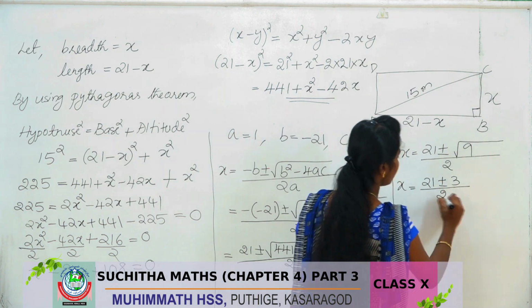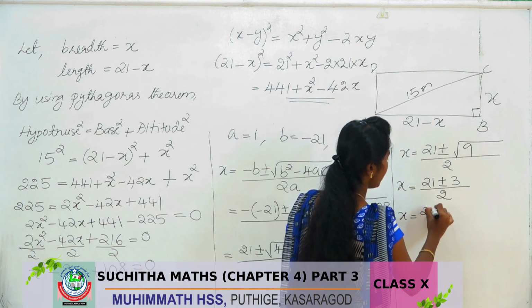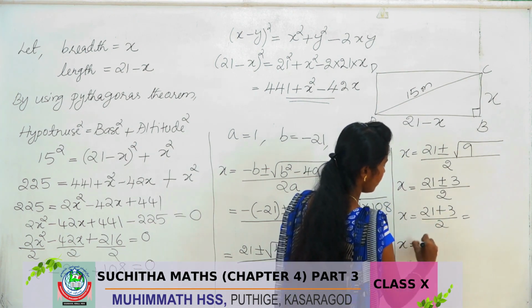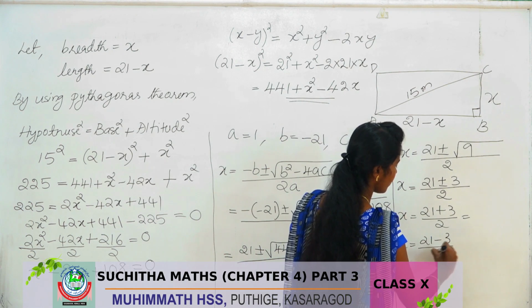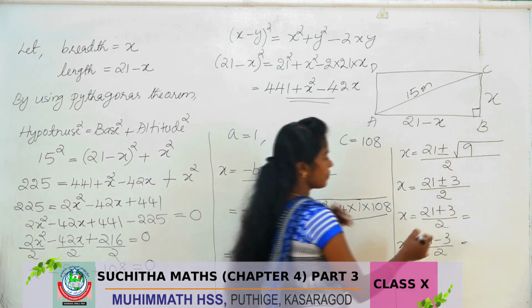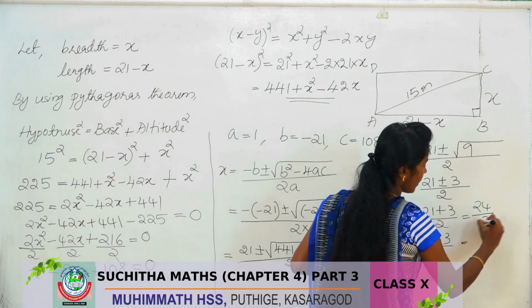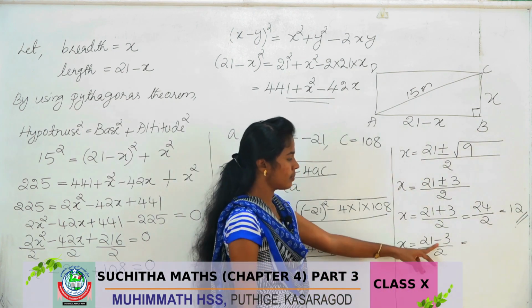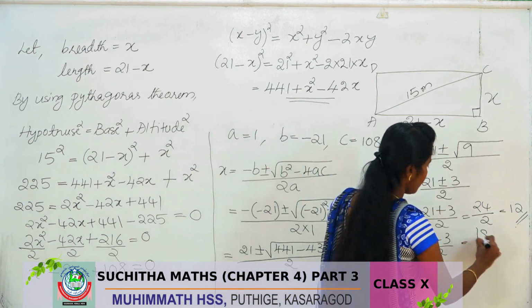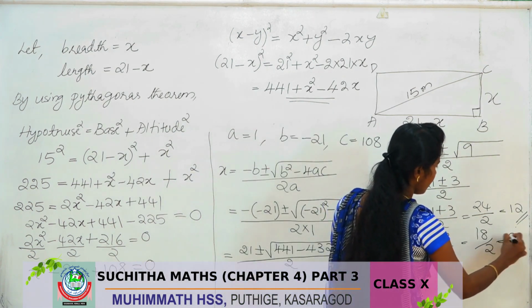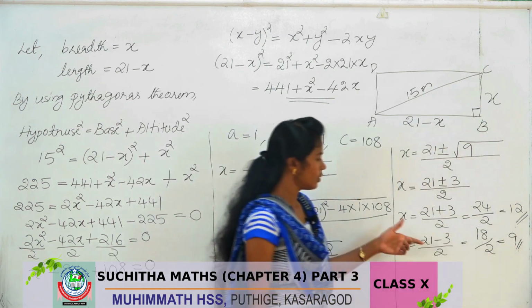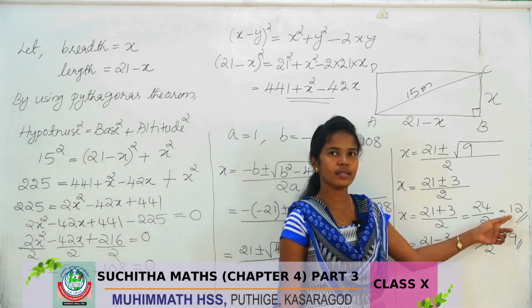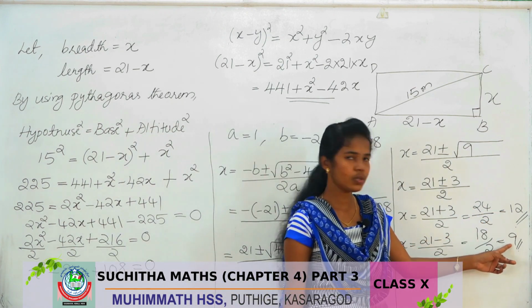3, divided by 2. That is x equal to (21 plus 3) by 2 and x equal to (21 minus 3) by 2. 21 plus 3 is 24. 24 by 2 is 12, and 21 minus 3 is 18. 18 by 2 is 9. So there are two solutions for x: x equal to 12 and x equal to 9.